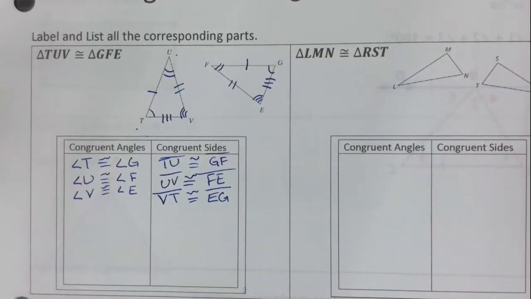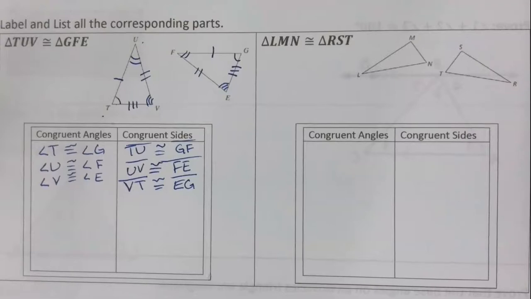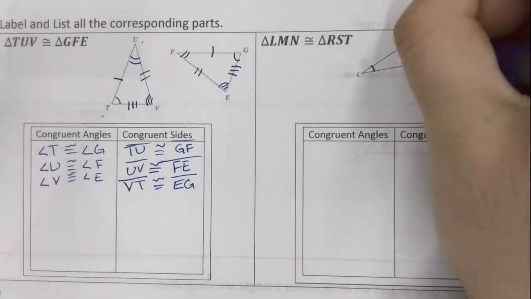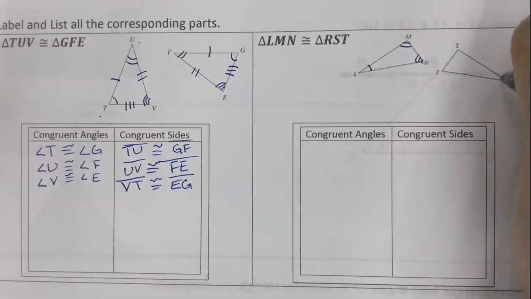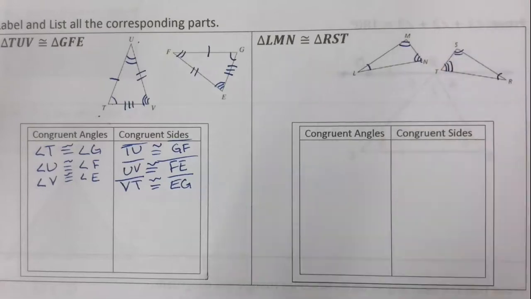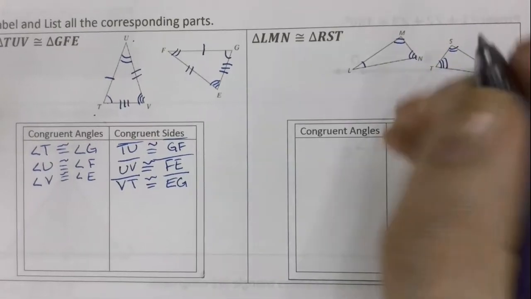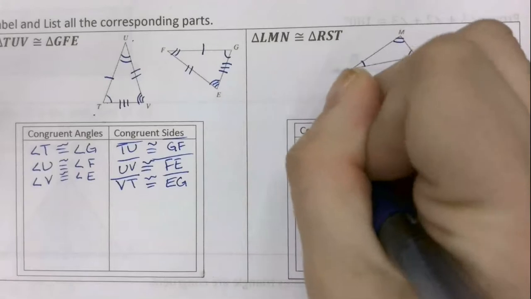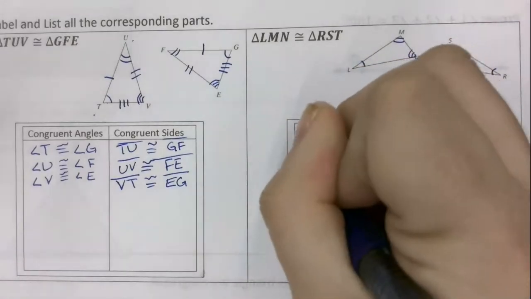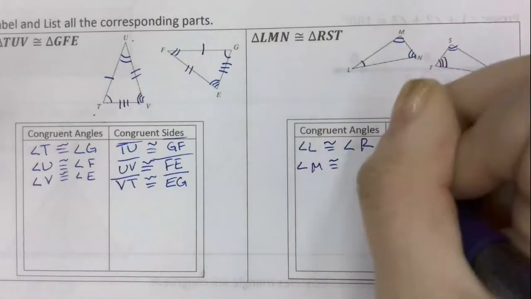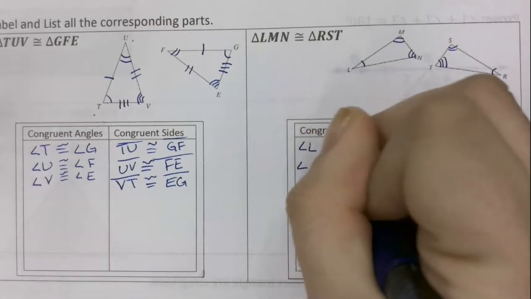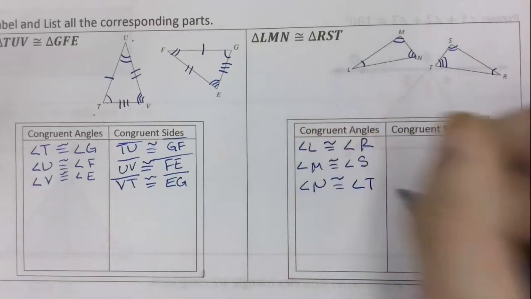Okay, then I want to do the same thing on the next triangle. So it goes in order. It goes from L, M, N, and it goes R, S, T. So I have my angles as L is congruent to R. Then I have angle M is congruent to angle S. I have angle N is congruent to angle T.